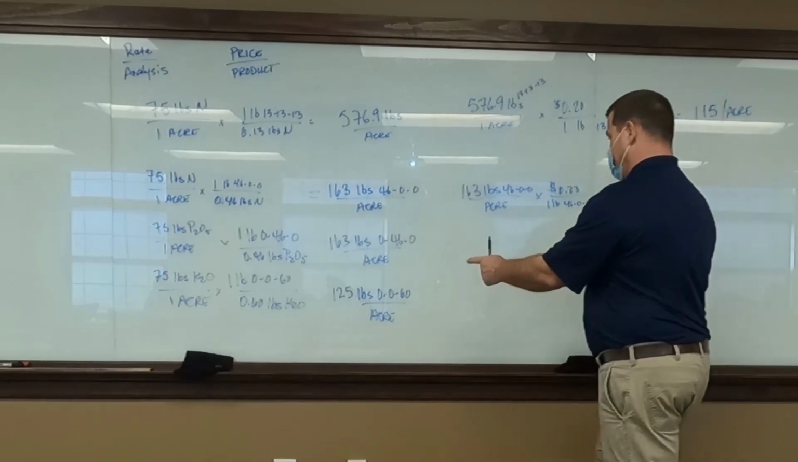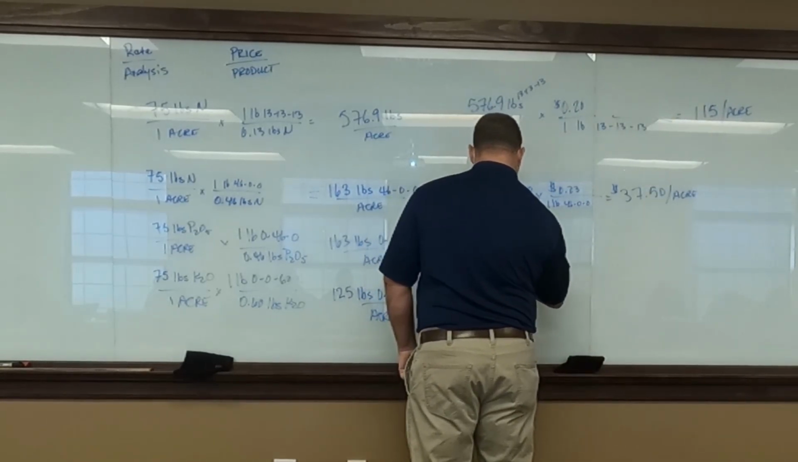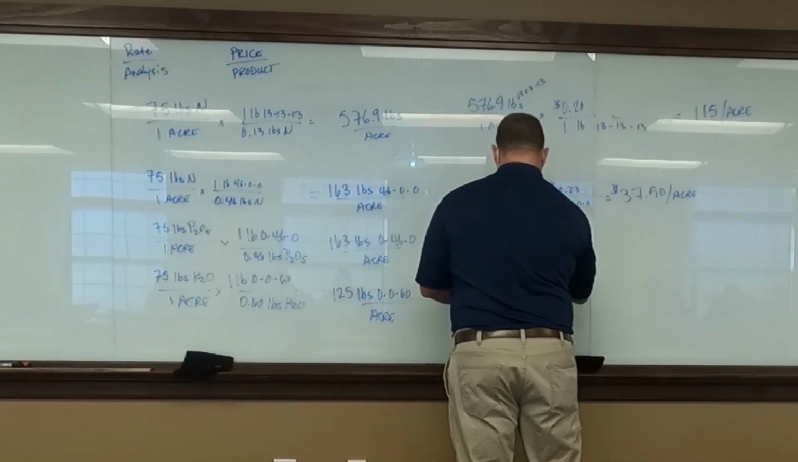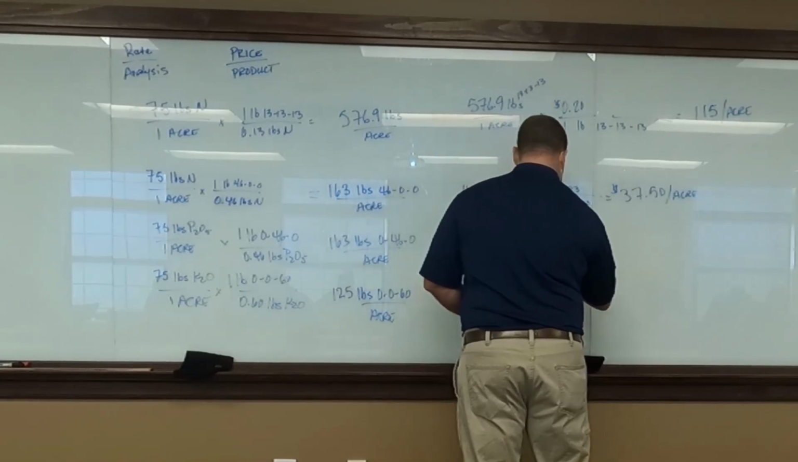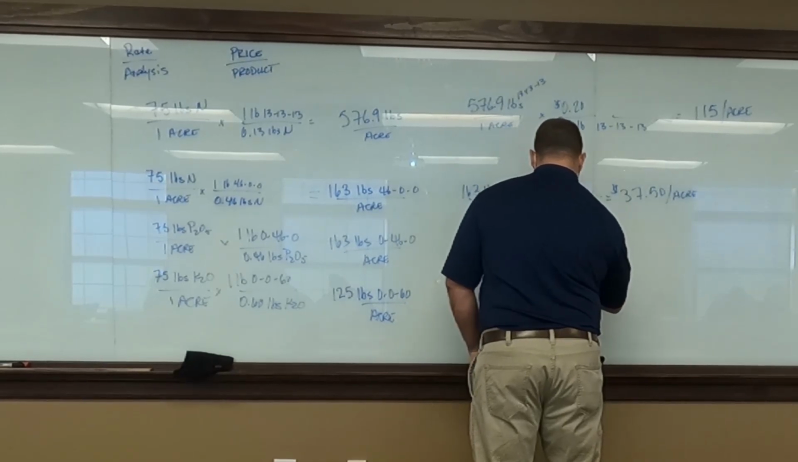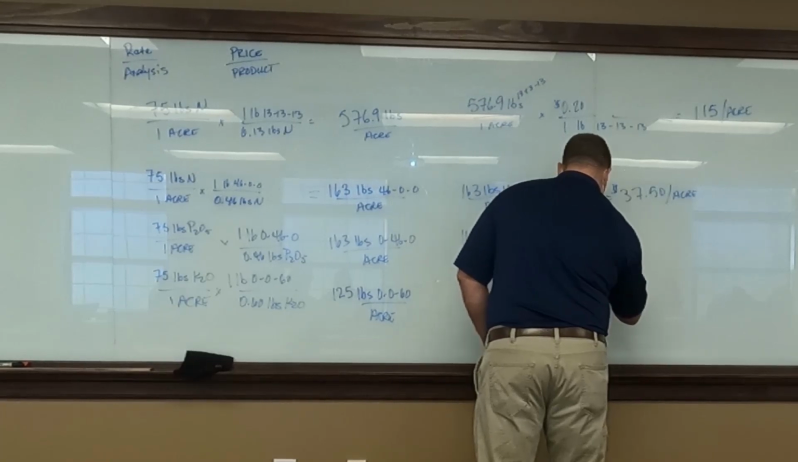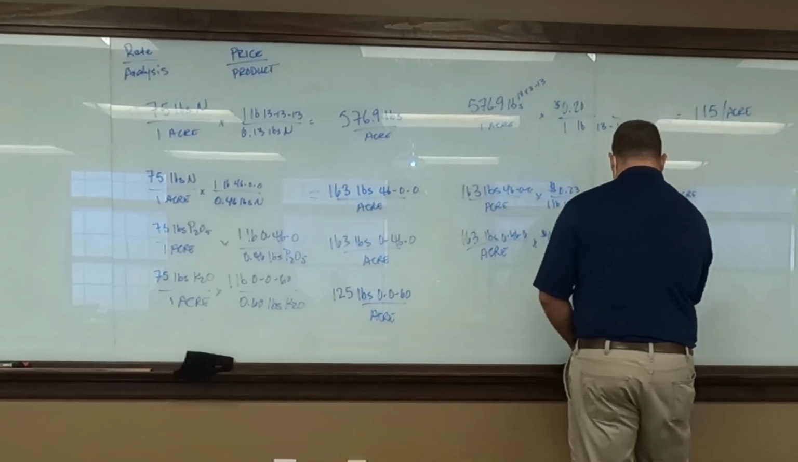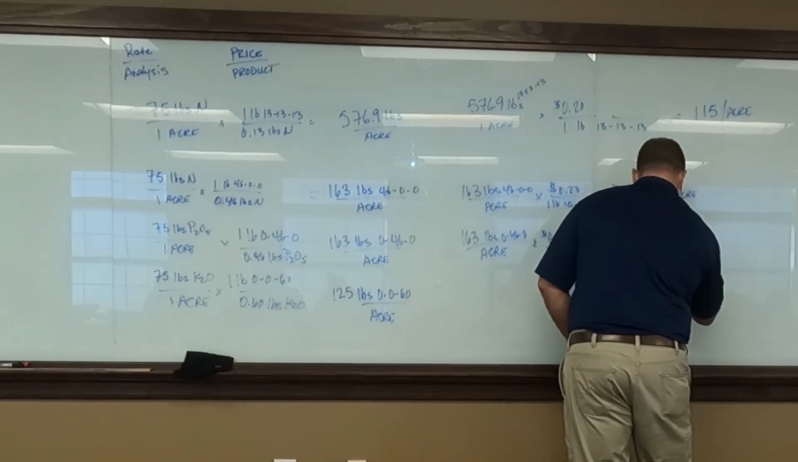What was the cost of P2O5? 0-46-0 per acre. $0.13 for 1 pound. 0-46-0, and that equals $21.19. $21.19 per acre.